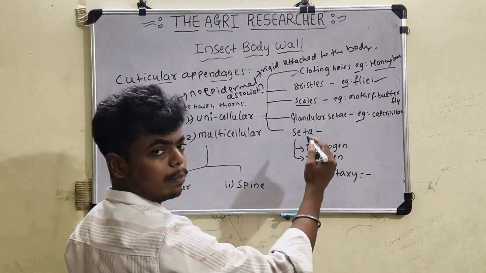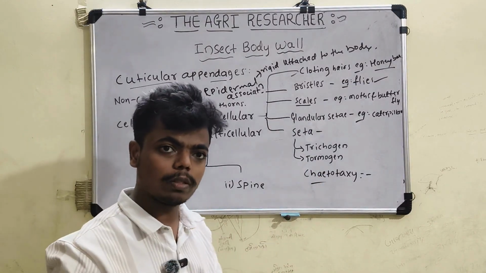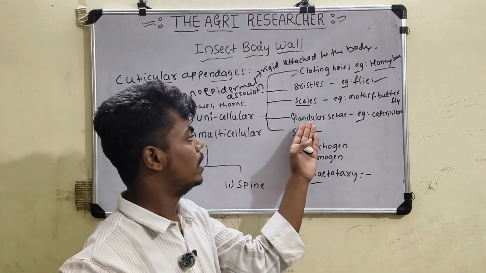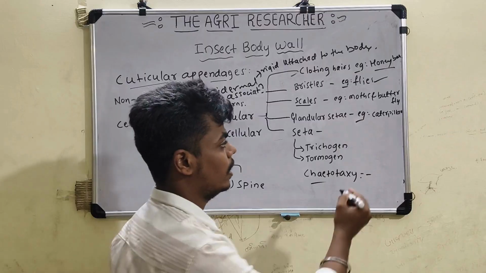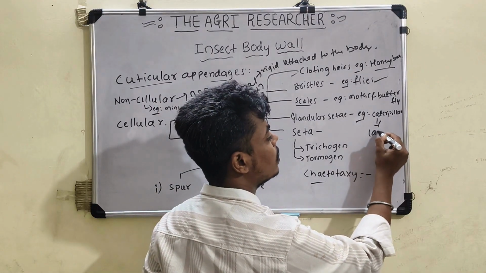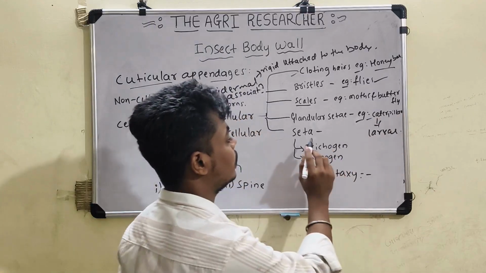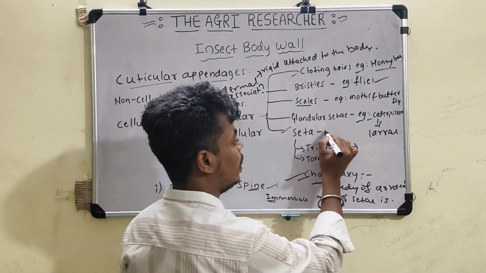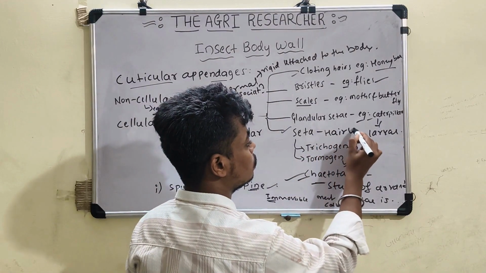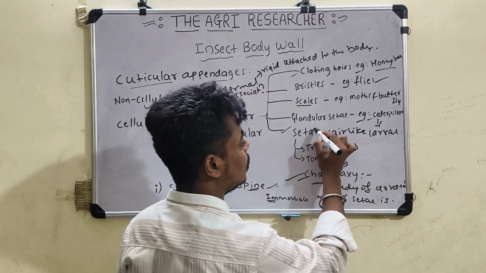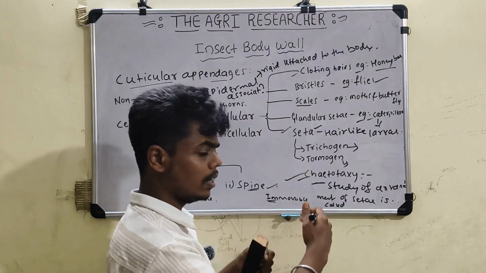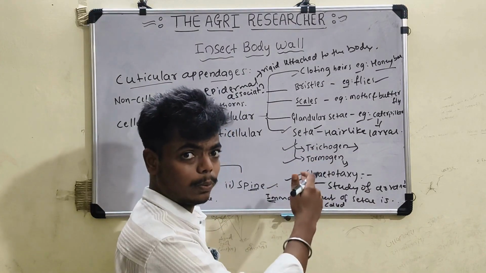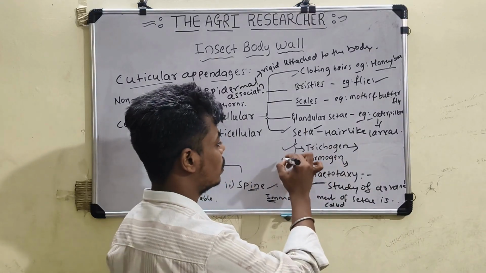Examples are scales, meaning flattened outgrowth of the body wall. These are called scales. They are present in moths and butterflies. And glandular setae come under caterpillar. These are larvae of butterflies. Important. And then setae means a hair-like outgrowth from the epidermis. This is called a setae. In this setae, there are two processes that come: trichogen and tormogen. These are very important points. Very confusing also. Read carefully.